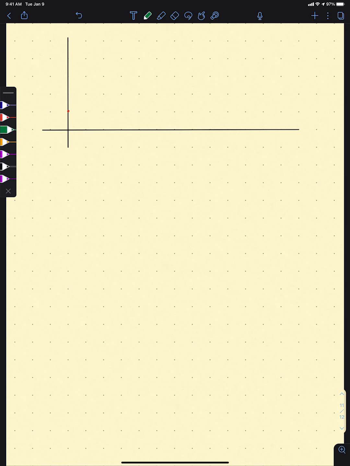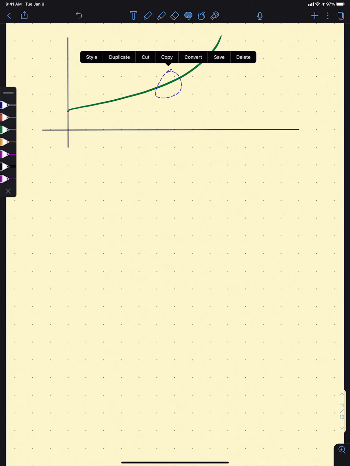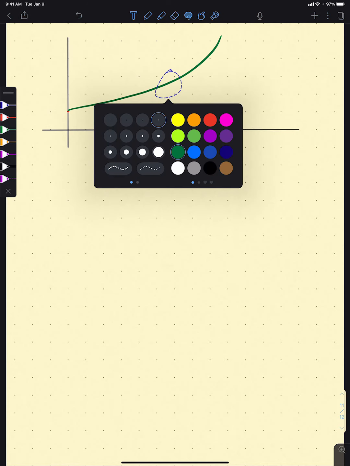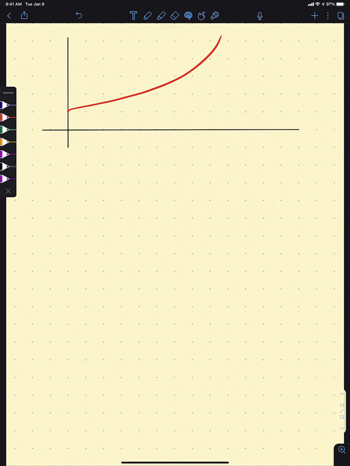And of course, I'm having trouble drawing a function that I'm happy with. That is a really good one, but it's green. Let's see if I can change it. I think style works. Oh, look at that. Cool. So let's say we have this one, right?